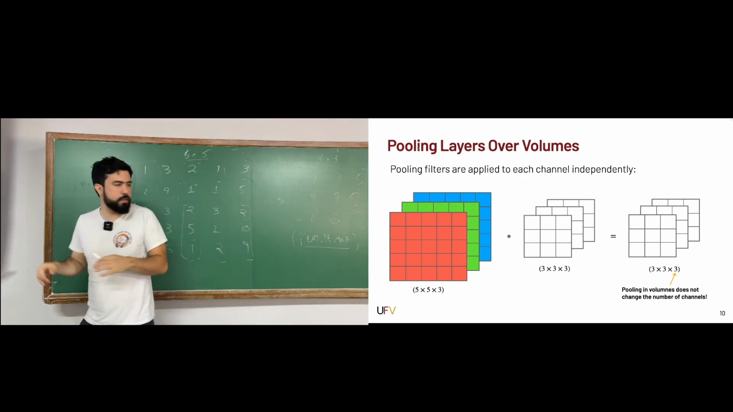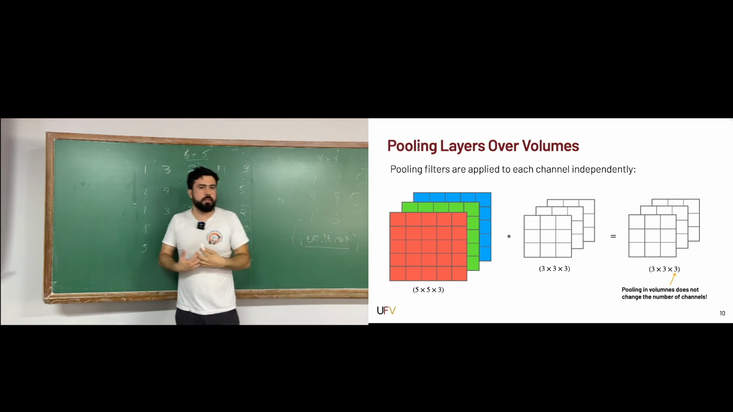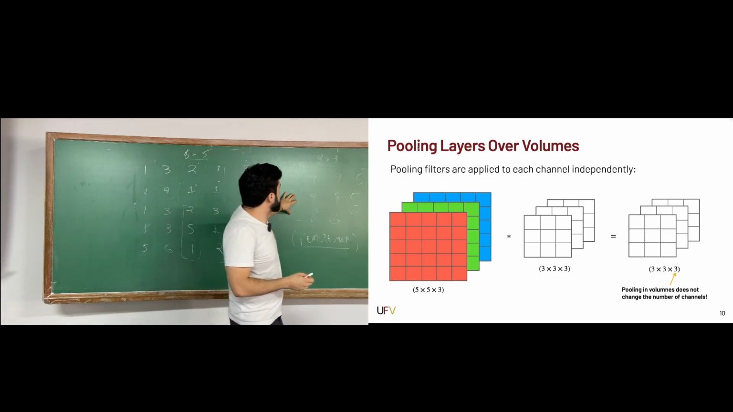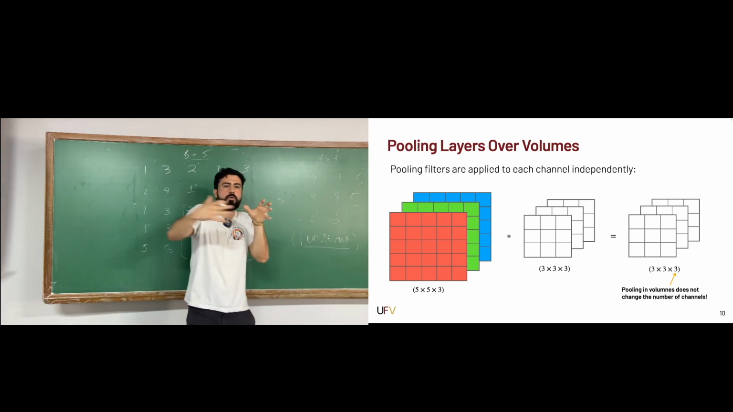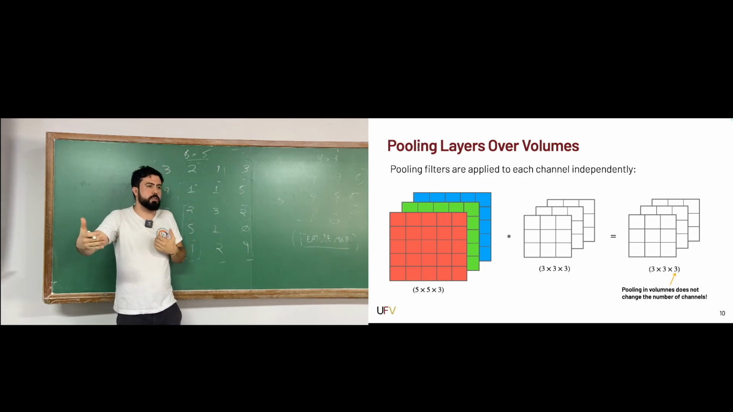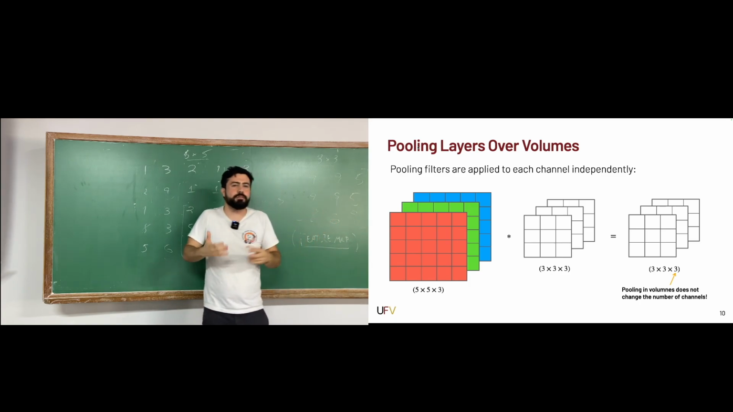So just to keep in mind, even though we are summarizing the channels, we are doing that independently. We are not using the max pooling to summarize the whole volume. We are just summarizing each channel of that volume individually. So it's a less impactful summarization.